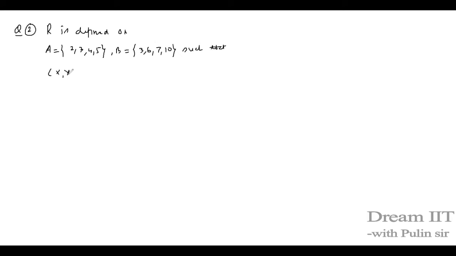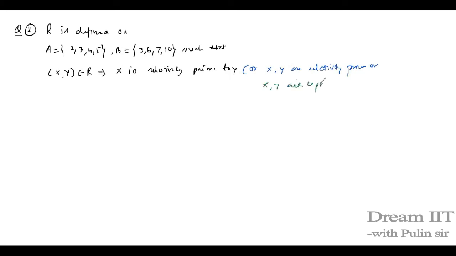X and Y will be related. That means X comma Y will belong to R if X is relatively prime to Y. Somebody might speak it like this also. Instead of saying X is relatively prime to Y, they can say X, Y are relatively prime, or maybe they are having another representation, X, Y are co-prime. So all these can be used for the explanation. So this is the condition.